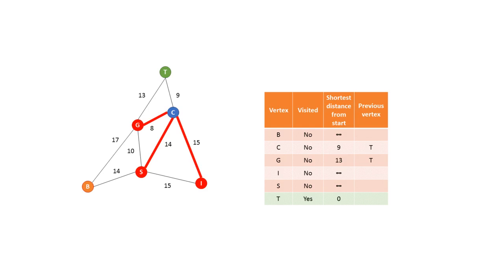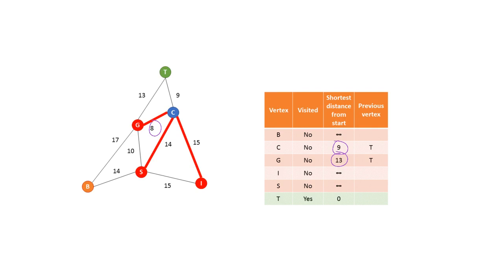So we calculate the distance between C and G is 8, and the distance from C to the start is 9. So we've got 9 plus 8 is 17. So we have a look at what we're storing for G already, and we can see that it's 13. Well, 17 is not less than 13, so we're not going to update the data for the shortest distance for G. Now we consider I.